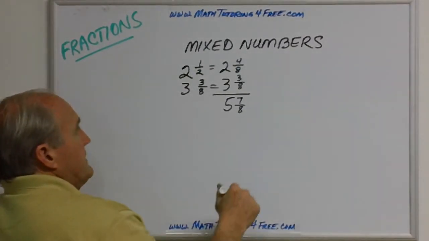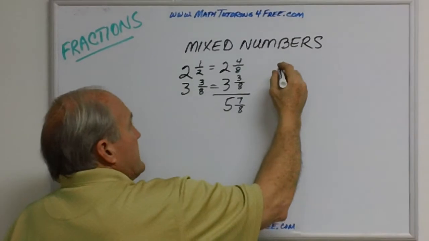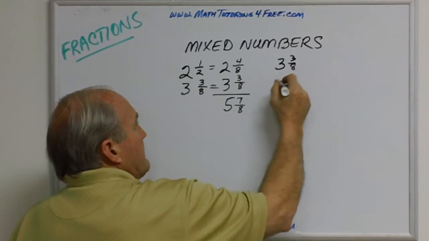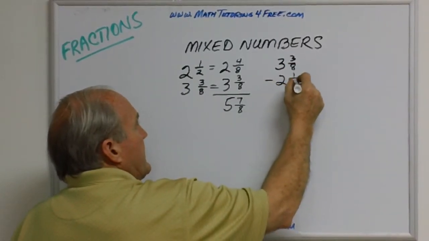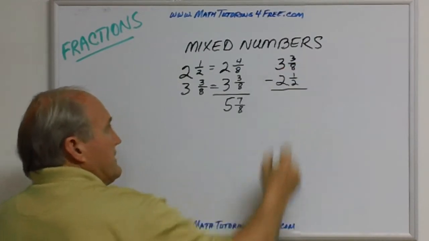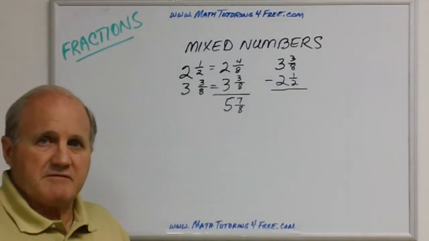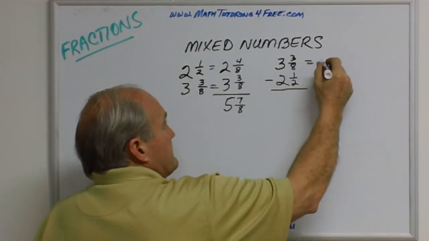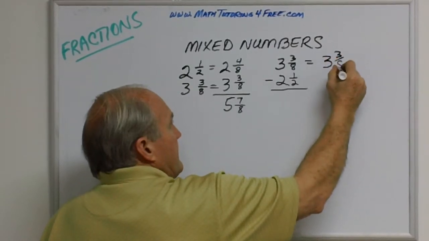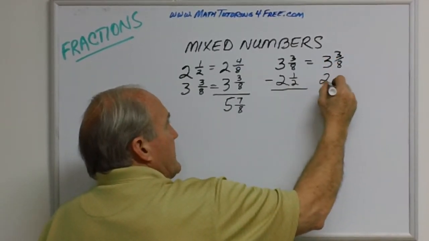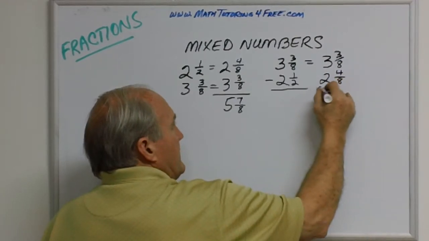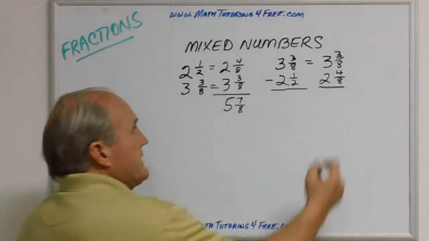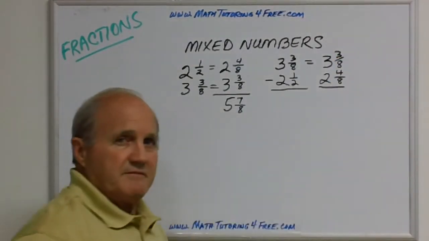Let's switch these numbers around, and let's say we've got 3 3/8, and we want to subtract 2 1/2. Now again, treat the fractions separate. We must have a common denominator. We've already said the common denominator is 8. So I'm going to leave this one as 3 3/8. And this becomes again 2 4/8. And we want to subtract. Uh-oh. What's the problem? We can't subtract 4 from 3, can we?